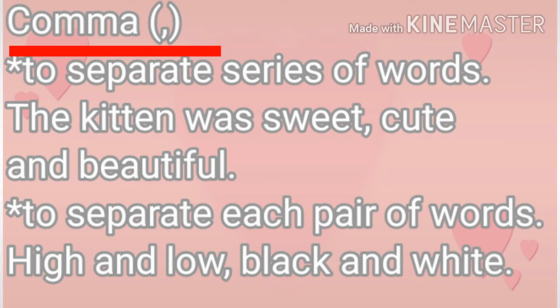First is comma. Now, comma is used to separate the series of words. For example, the kitten was sweet, cute, and beautiful. So, here I have used comma where there is need of pause. Second thing, where we use comma to separate each pair of words. So, where pair of words are there, we can separate by comma.